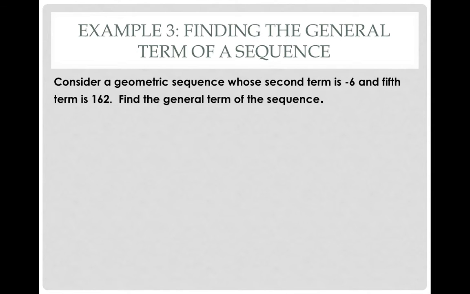So here's our first example. We have this geometric sequence. We know that the second term is -6 and the fifth term is 162. Find the general term of the sequence. That's the same thing as asking find a formula for the nth term. So we should make use of the nth term formula.